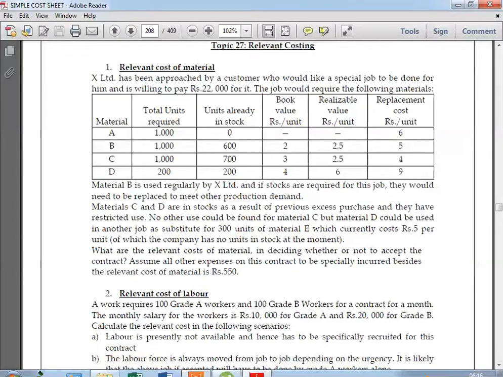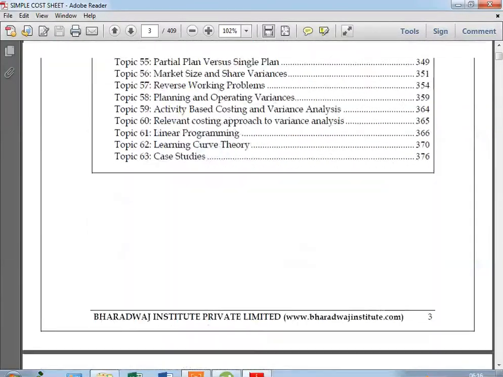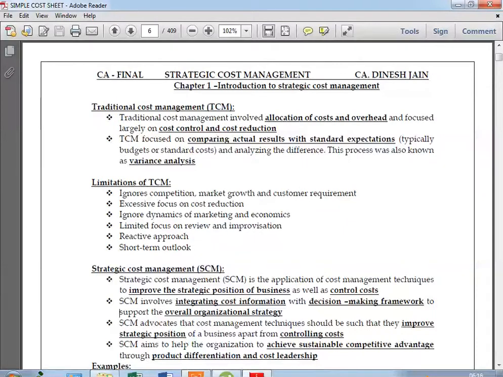Now, as far as your theory is concerned, if you want to make any running notes, you can. Otherwise, everything is covered here. Your material covers the initial 120 pages on your theory part. So you need not refer to your ICAI material. You need not refer to any other material. You can just focus on this. The initial 120 pages are on the theory part. Then we'll start with problem solving on the other areas.